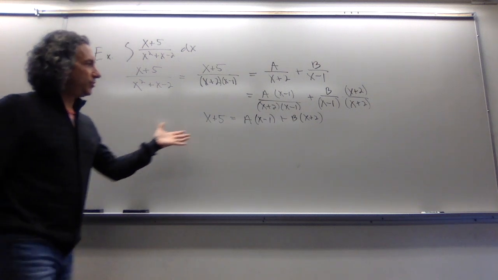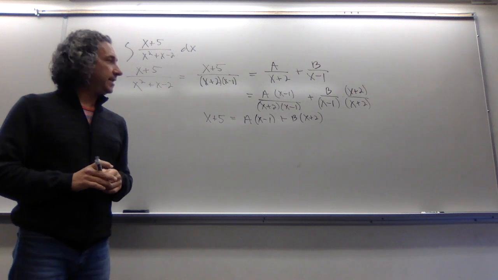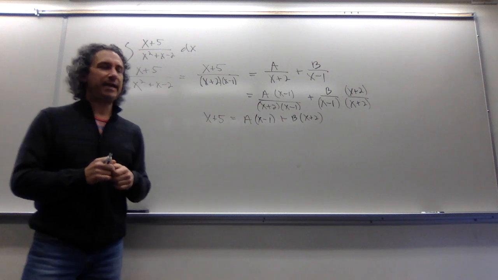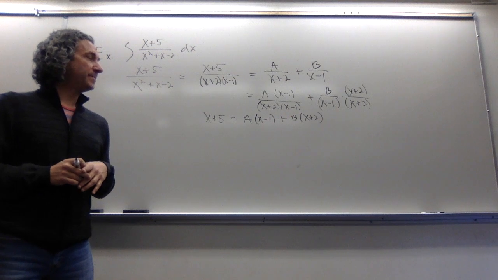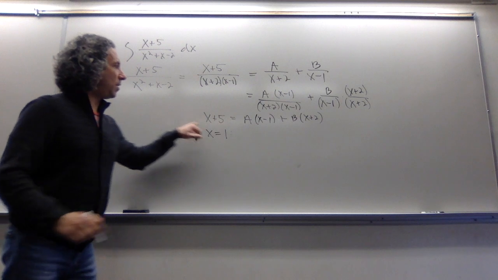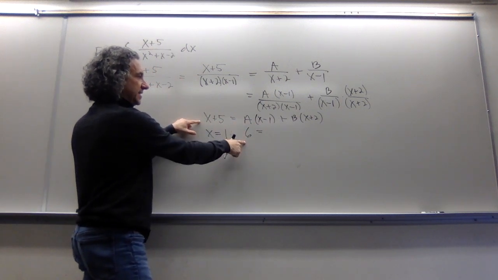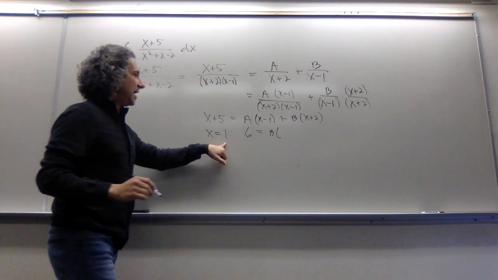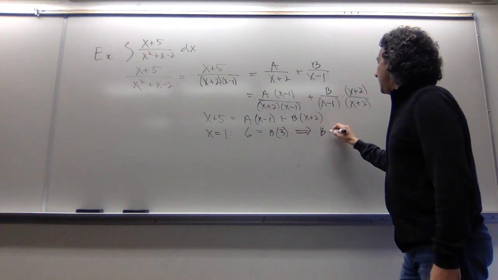So I want this to be true for any x that I plug in. Pause the video for a second and try to think of an x that you might be able to plug into this to make it easy to solve for b. Well, hopefully you said x equals 1, because if x equals 1, this becomes 1 plus 5, which is 6, equal to 0 plus b times (1 plus 2), or 3b. So this tells me that b is equal to 2.